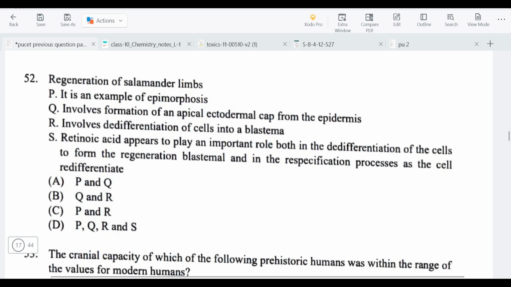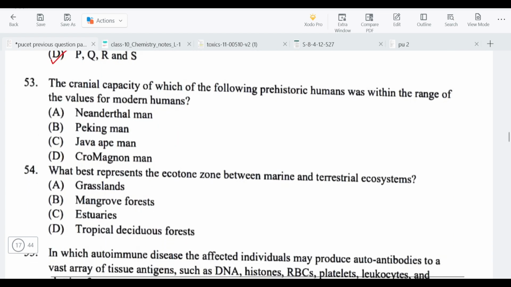Next question, regeneration of salamander limbs. The correct answer here is D, PQRS, all the features of limb regeneration in salamander. Next question, the cranial capacity of which of the following prehistoric humans was within the range of the values for modern humans? The answer is Cro-Magnon man. Their cranial capacity is equivalent, overlapping with modern humans.